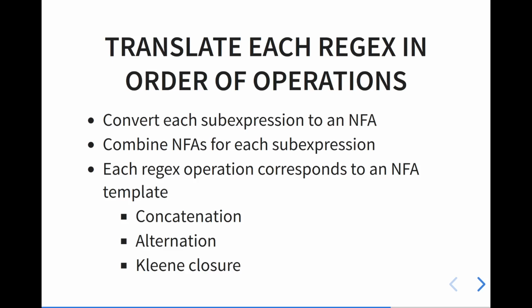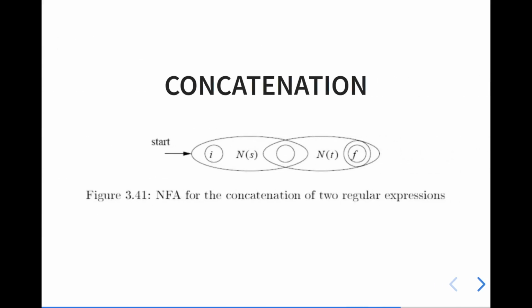So for instance, alternation, we don't have to try to come up with some finite state machine that will model that alternation. We can just use this epsilon transition as a trick to be in multiple states at once. So let me show what these templates look like, and then we'll get into an example, and you'll hopefully see what I mean. So this is what concatenation looks like.